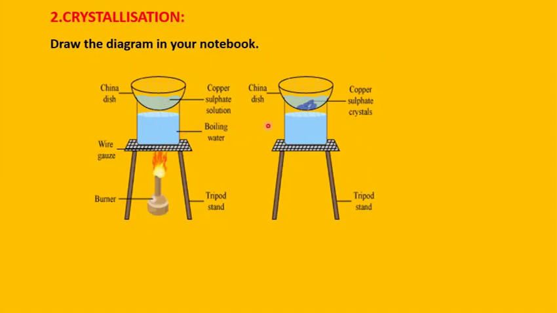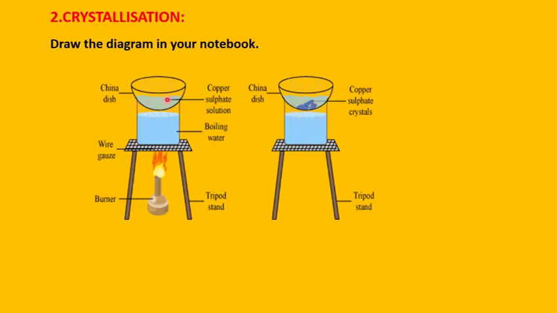After some time, as you go on heating it, just cool the mixture and allow it to cool down for some time at room temperature. And then, after some time, you can see nice crystals of copper sulfate formed.